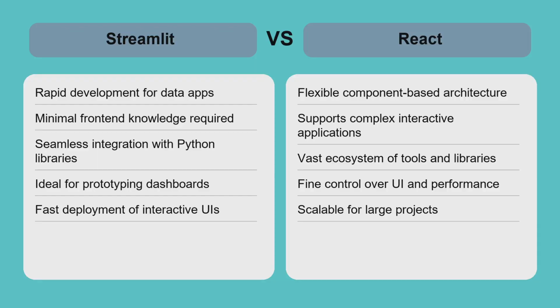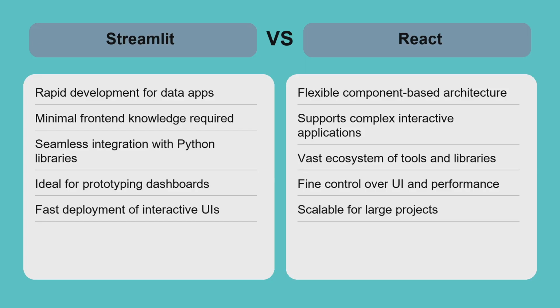Comparing Streamlit and React highlights a trade-off between simplicity and control. Streamlit excels in fast development of data-focused apps with minimal front-end knowledge, perfect for prototyping dashboards or internal tools. React, on the other hand, offers unmatched flexibility for building complex user interfaces with custom interactions and large-scale projects.